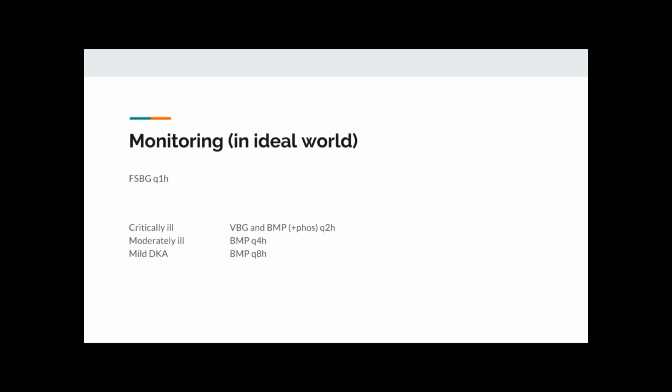So this is in my ideal world. I'm doing 1 hour sugars if they're super sick. Q2 for the less sick ones. Moderately sick Q4, and if they're really, really mild, maybe you can stretch that.